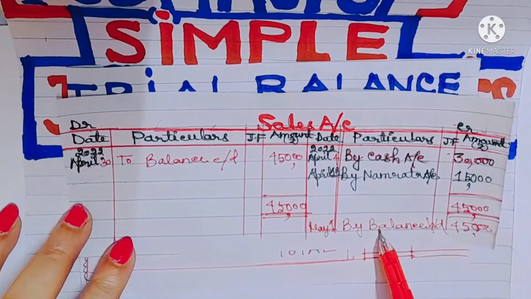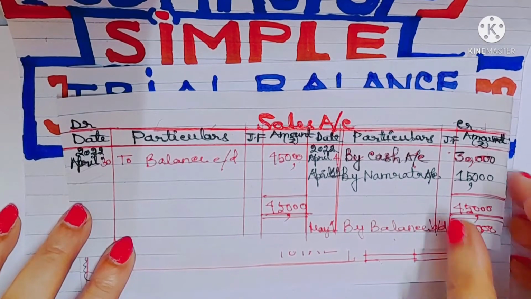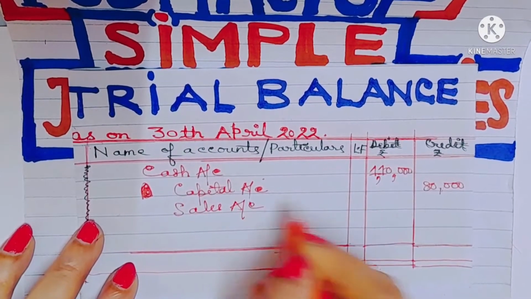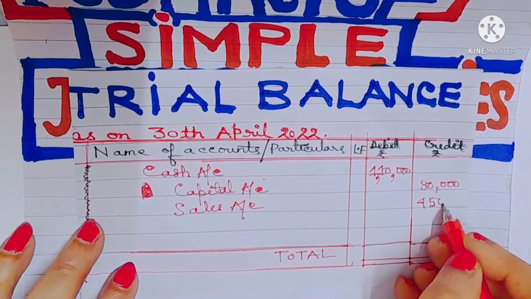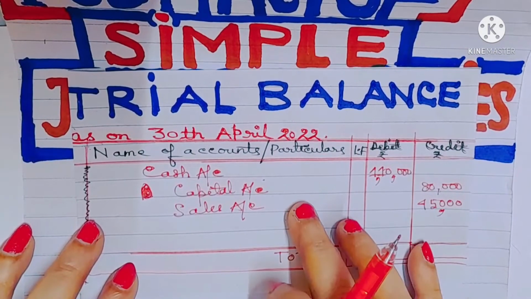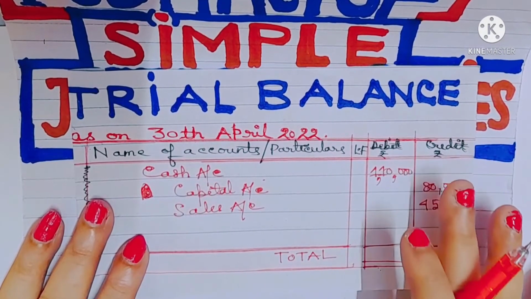Sales account is a credit balance. By balance b/d 45,000. So let's write sales account 45,000. Since sales account is a credit balance, we are writing the amount 45,000 in the credit column. Understood? Now let's see the next account.